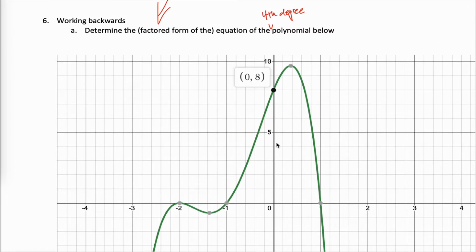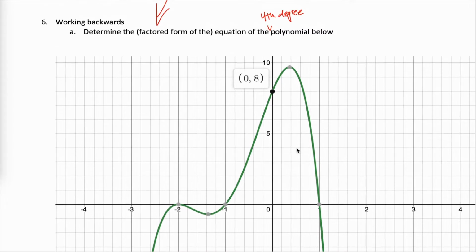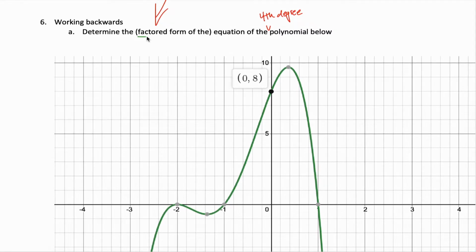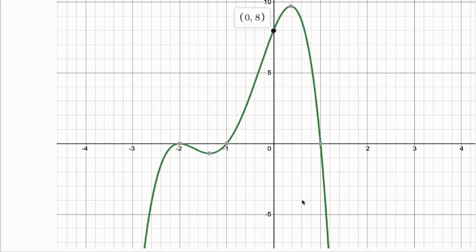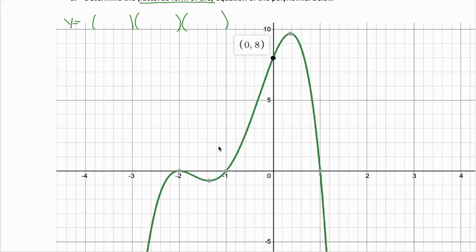So suppose you were told that this is a fourth degree polynomial and you wanted the equation of that fourth degree polynomial. The first comment I want to make is to make your life easy, let's just come up with the factored form of the equation of the polynomial. So in your head, you're thinking y equals maybe something with a bunch of different parentheses and some x's in there. How many parentheses should I write?